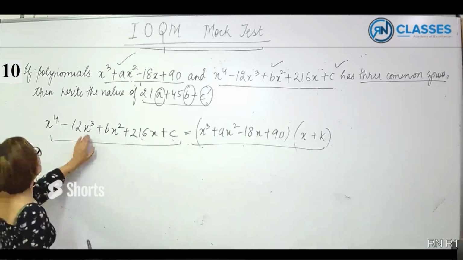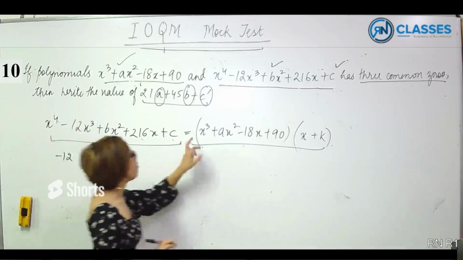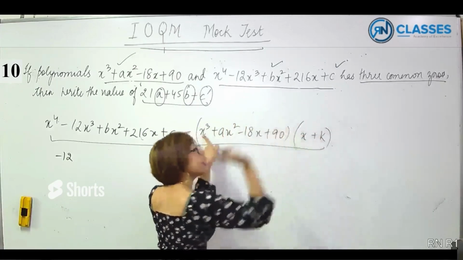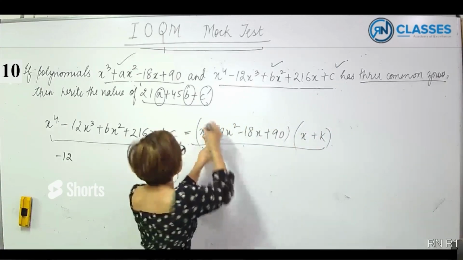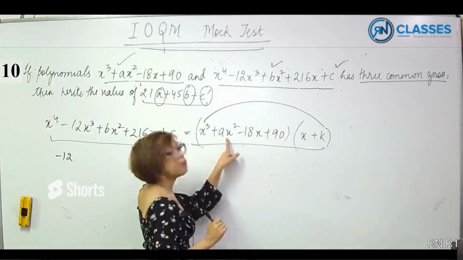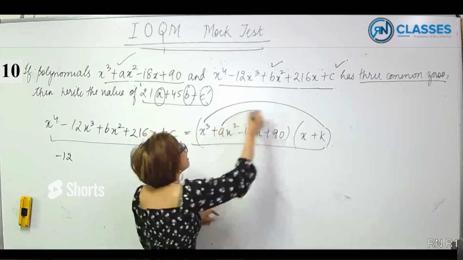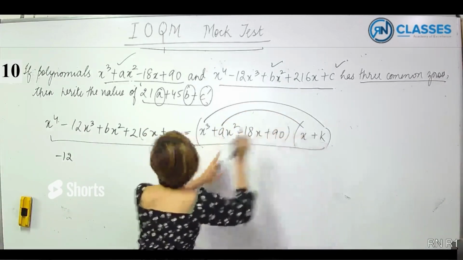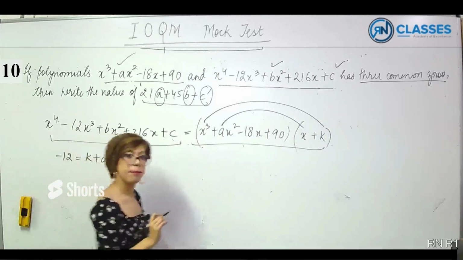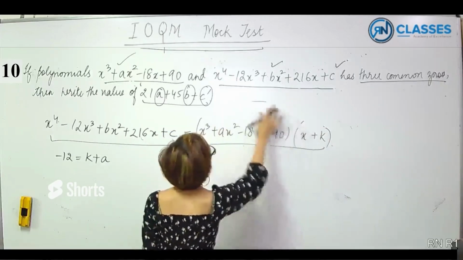Now, let's talk about the coefficient of x cube, which is minus 12. We'll start with this one. x cube should be multiplied by k in order to get the coefficient of x cube, so here I'll get k. Then, let me see whether I can have x cube from here or not. x square times x, I will get x cube. That means the coefficient is a. So, k plus a is my coefficient of x cube on the right hand side. Done?